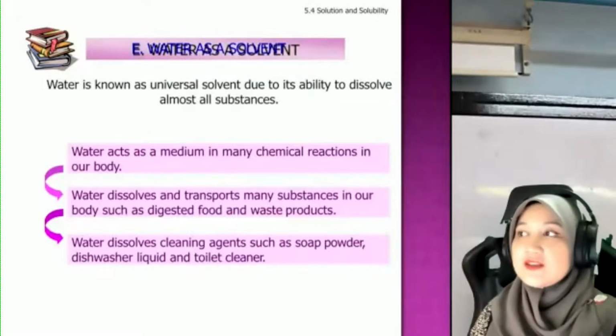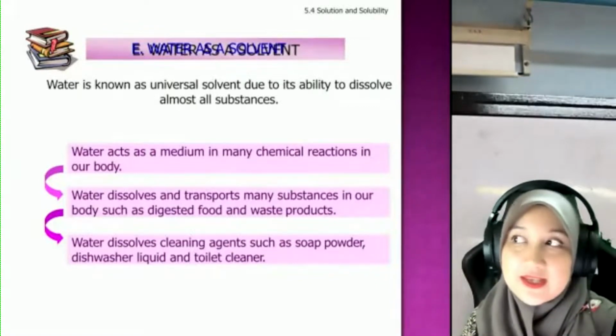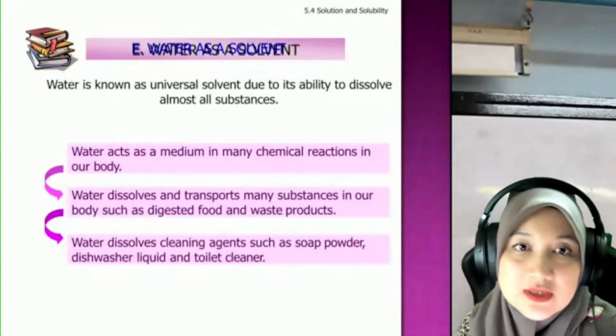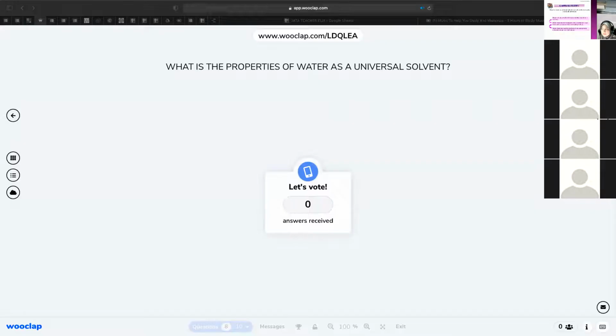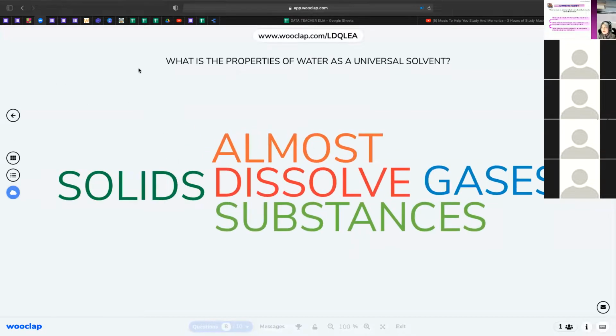So what are the properties of water as a universal solvent? Guys, what are the properties of water as a universal solvent? You can respond now. Come on, guys. I haven't seen the response from you. I've shared the screen already, but still cannot get the result from you. Okay, almost all solid, dissolved, gaseous substance.